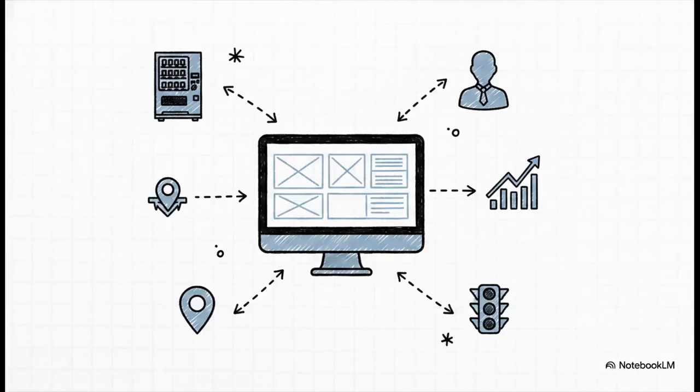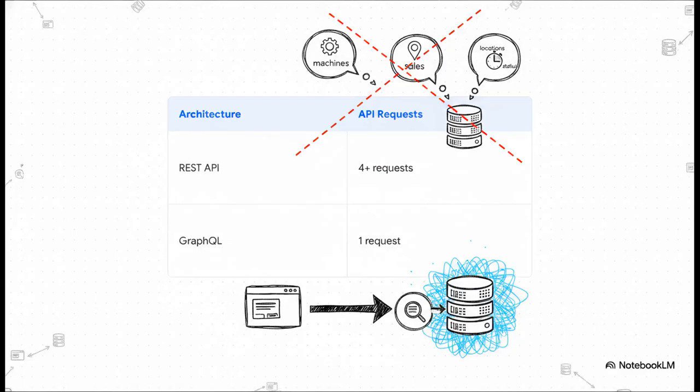Let's ground this with a real-world scenario from our source material. Imagine you're building an admin dashboard for a vending machine company. To load just this one dashboard page, the front end needs the machine's basic info, its physical location, the business owner's details, the latest sales figures, and the current machine status. Now, if you build this with a traditional REST API, your front end is going to have to make 4 or more separate network requests, one for machines, one for locations, one for sales, and another for status.